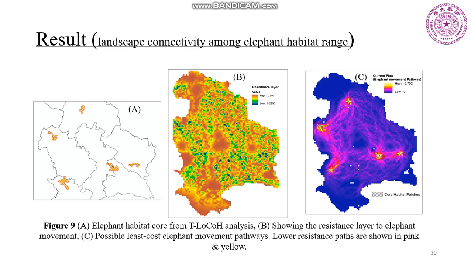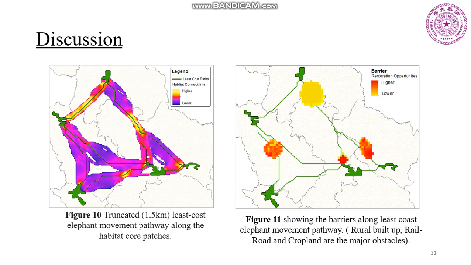The second map is the resistance map. Using this information, I calculated the current flow, that is the elephant movement pathway. This is the figure showing the least-cost path, the suitable path for elephant movement among their fragmented habitat, and the other map is showing the patches which are barriers for elephant movement along their suitable pathways.